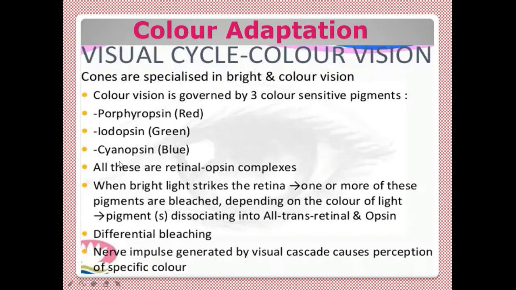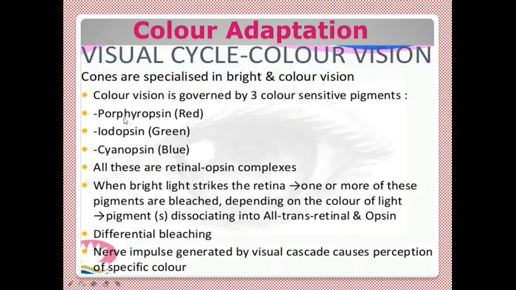Blue color identification, cyanopsin. All the 3 pigments are there, all the 3 basic cone cells. So all these are retinal opsin complexes, that is protein plus non-protein complexes. When bright light falls on the retina, one or more of these 3 pigments are bleached, like rod cells, rhodopsin bleaching, photo bleaching. Depending on which wavelength of light is bleaching which pigment, based on the color of the light, the pigments are dissociated.